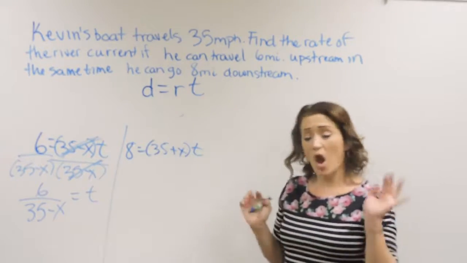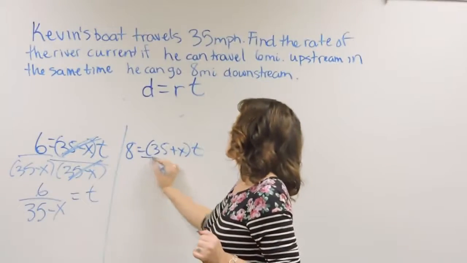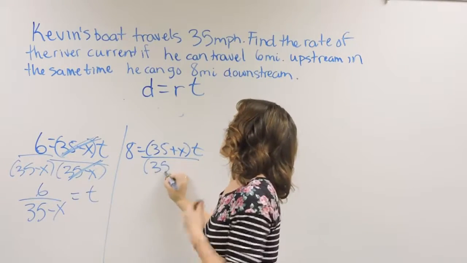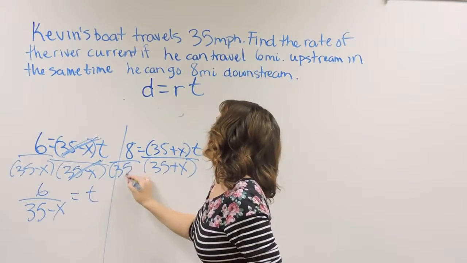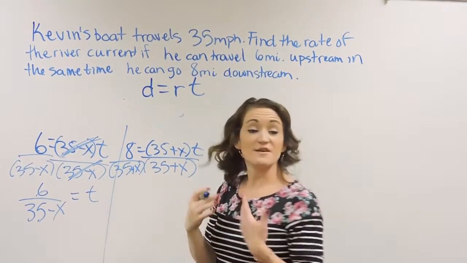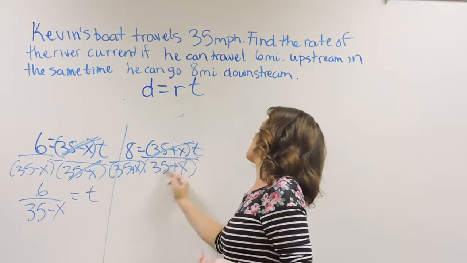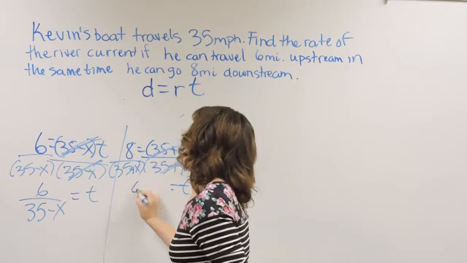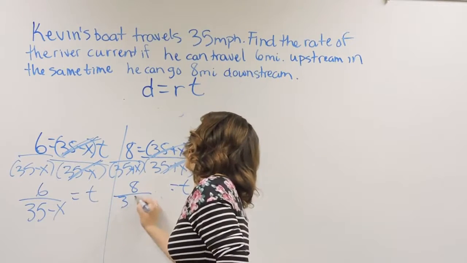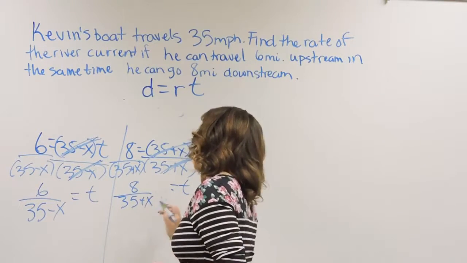We want to get this one also solved for t, so we want to get rid of the 35 plus x, and since it's getting multiplied, we do the opposite and we divide. It's going to cancel on the right hand side, and t is equal to 8 over 35 plus x.